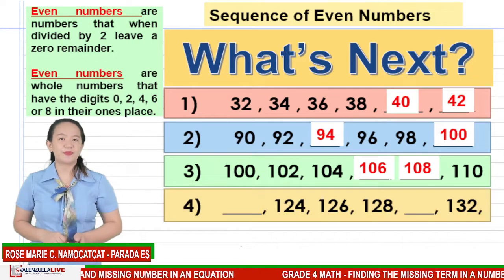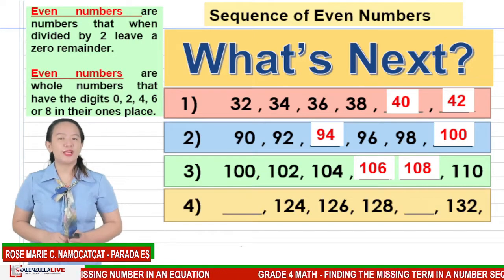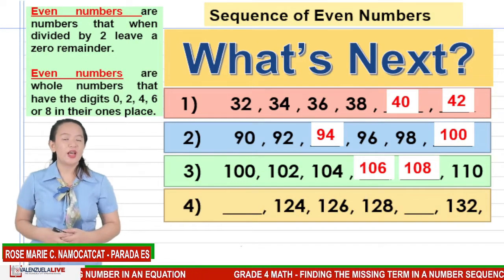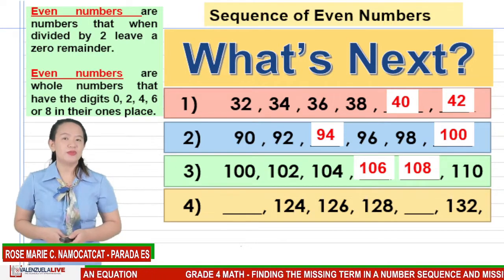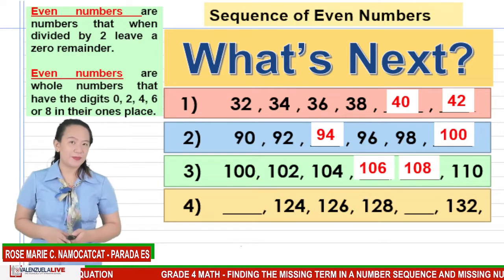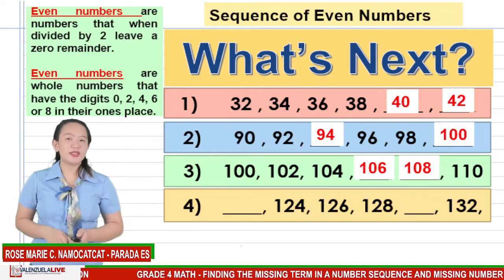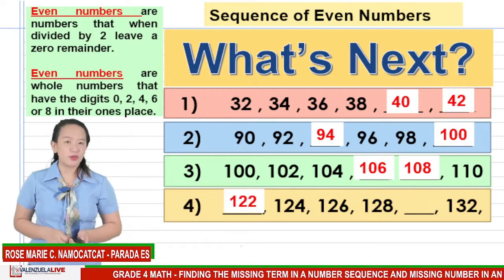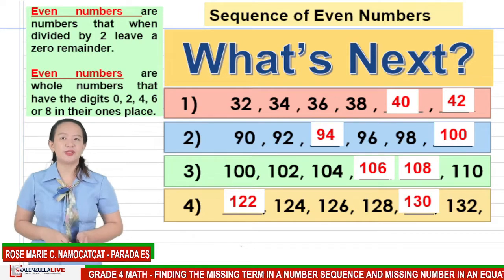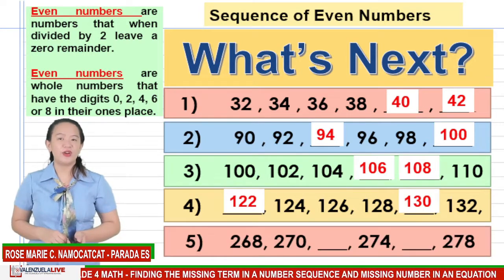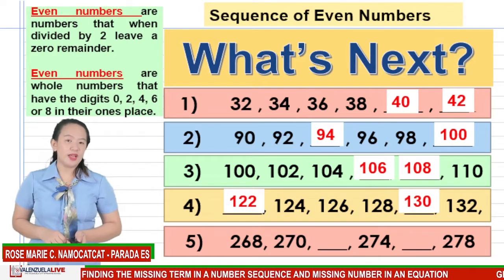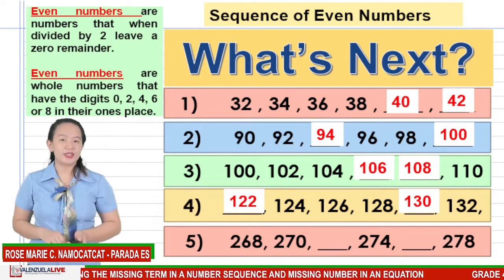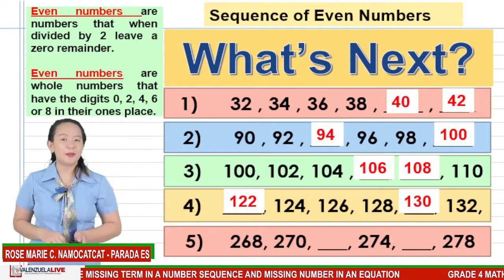Number 4, blank, 124, 126, 128, another missing number, and 130. So for this sequence of even numbers, we have here 122 and 130. Okay, for the last one, number 5, 268, 270, and then blank, 274, blank, 278. So what will be the missing numbers here?